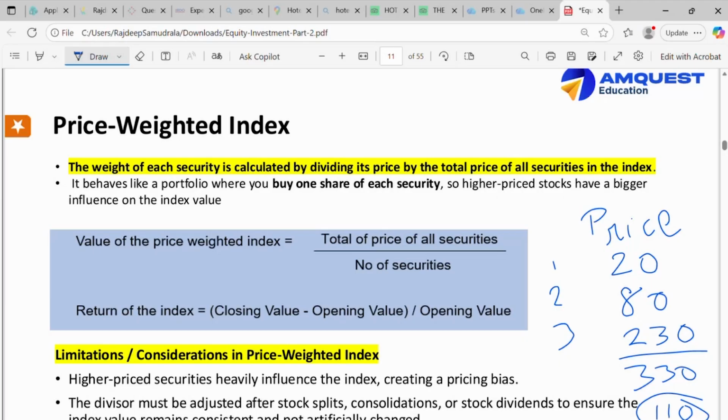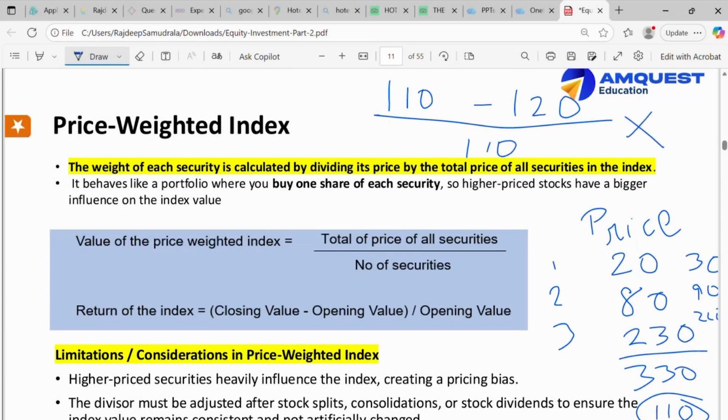Now if the price goes up tomorrow, let's say all go up by exactly 10, 10, 10, so 30 becomes 40. So this will become 360, 120. So earlier it was 110, now it became 120. The difference divided by the earlier number is the return you're giving me on the share.